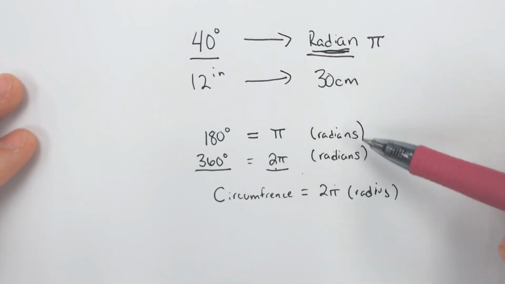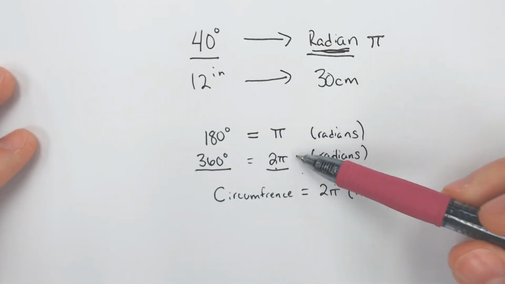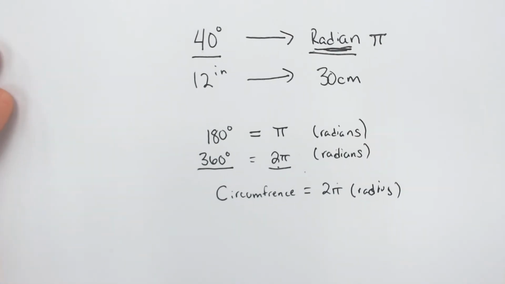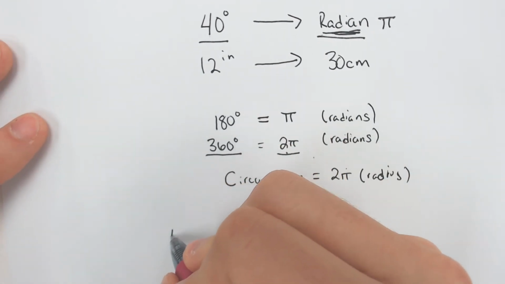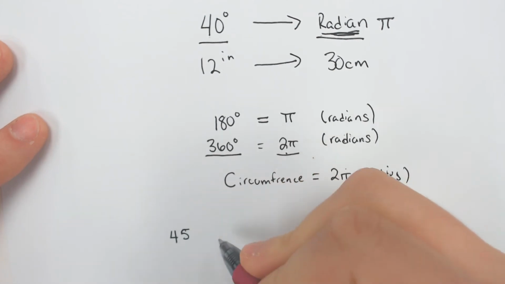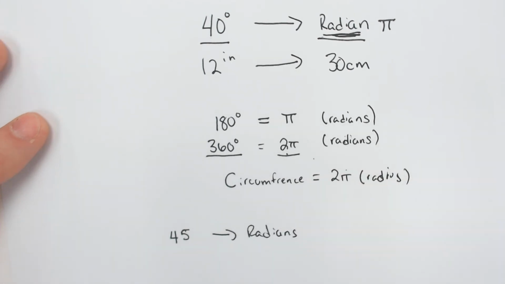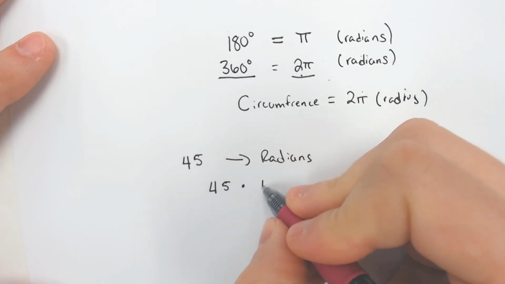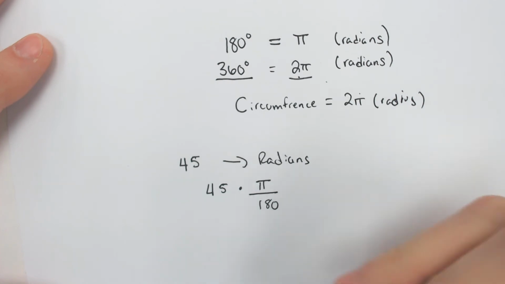So these are the two basic conversion factors, but in reality, normally most people don't use these things. That's just the idea behind it. Most of the time, if you're converting from degrees to radians, or vice versa, you're just going to multiply by a particular fraction. So if I wanted to turn, let's say, 45 degrees into radians, if you want to turn something into radians, you just multiply by pi over 180. That's it. Just multiply by pi over 180, simplify your fraction, call it a day.